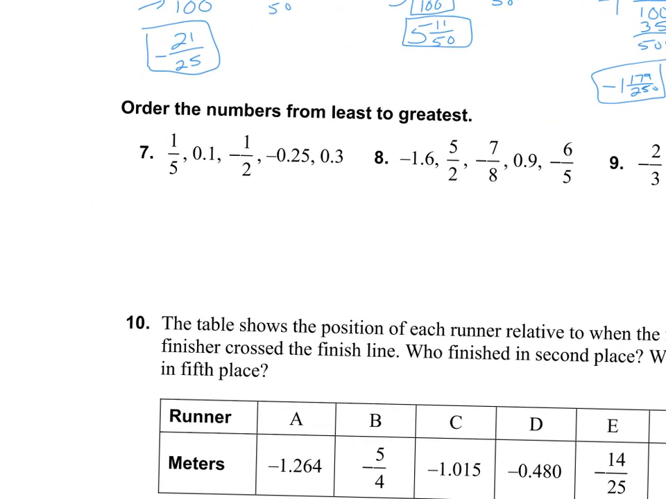Alright, moving on. So order the numbers from least to greatest. So we first need to get the numbers all in decimals or all in fractions. I recommend getting them all in decimals. The reason is if you get them in fractions, there's an extra step.